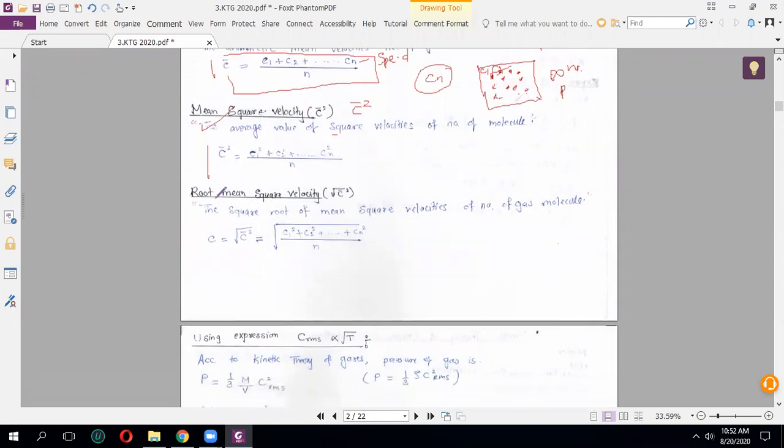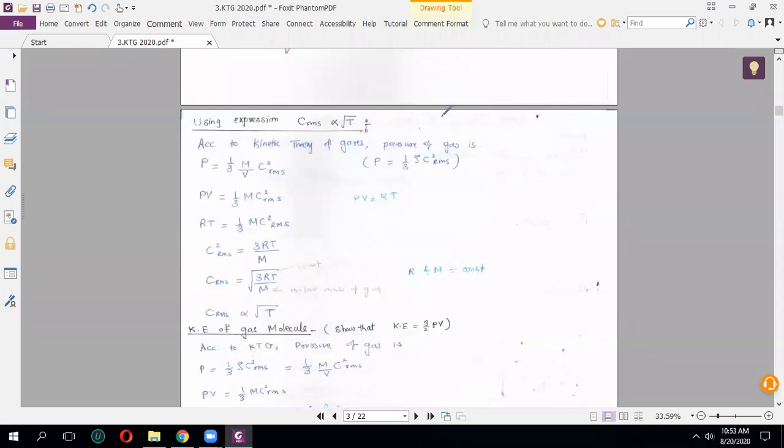Now we are making the root mean square velocity. How to make the root mean square velocity formula? Very simple. Take the mean square velocity and put a square root on both sides. This is called root mean square velocity. You can see how we are making different formulas. Understood?